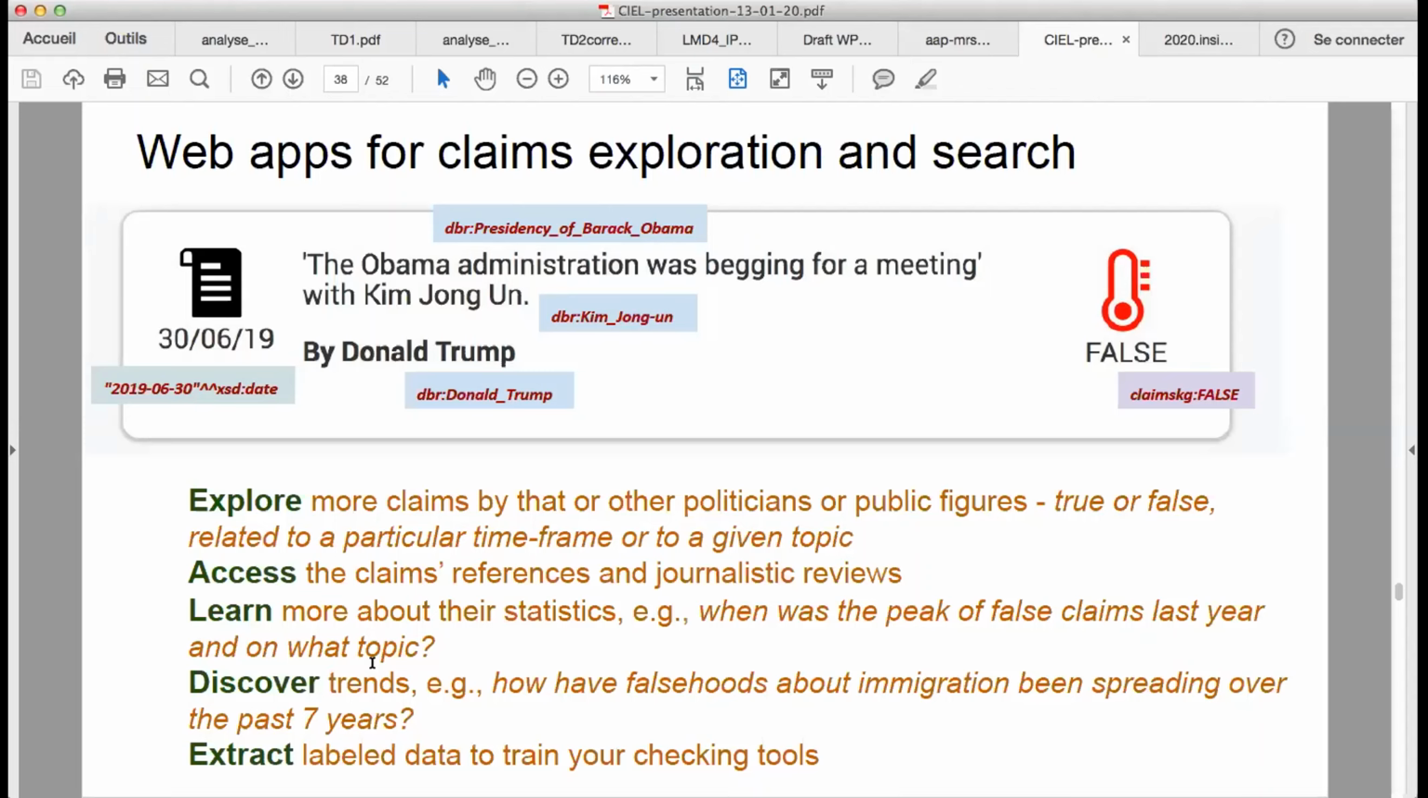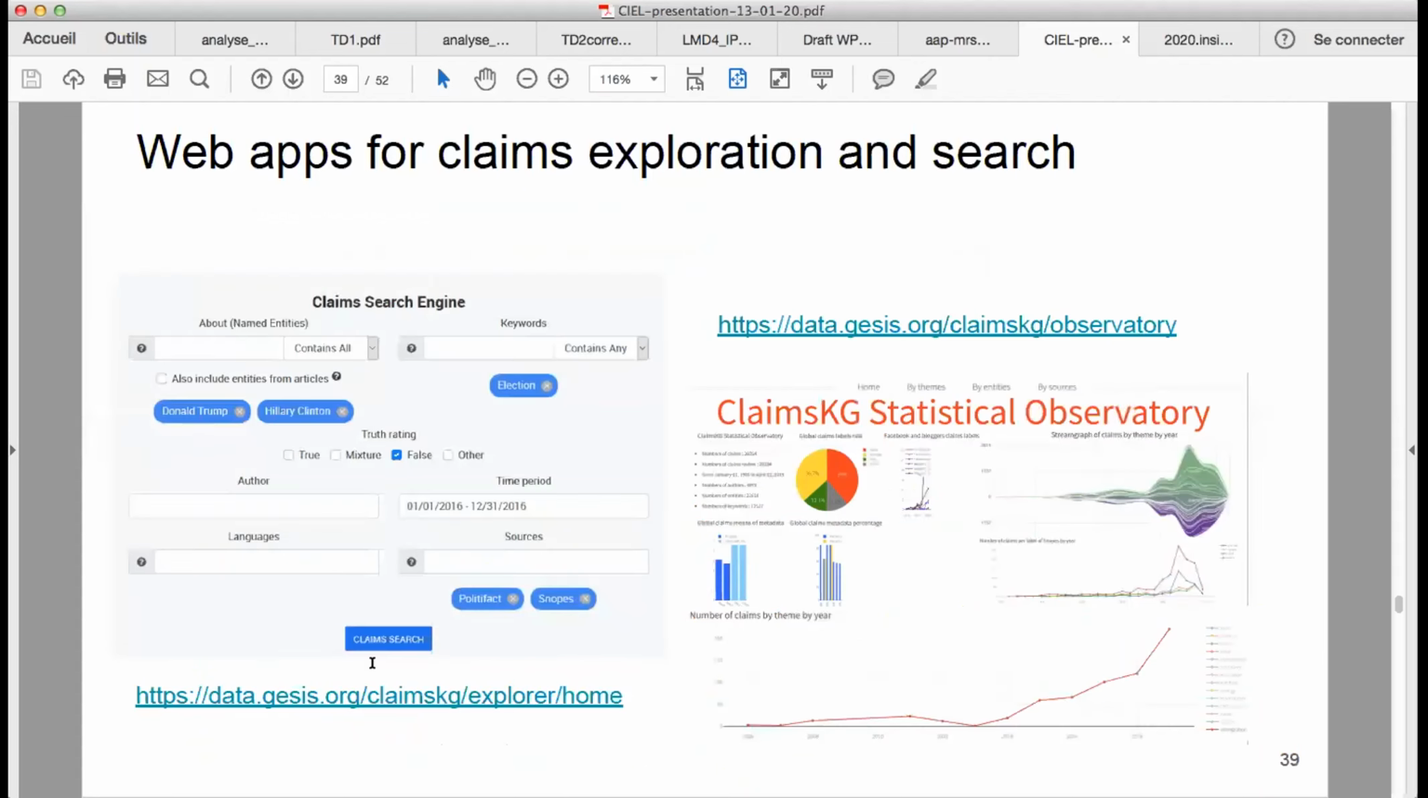And finally, as I mentioned, of course, extract labeled data in order to train fact-checking tools. So we can very easily make an export by using the web applications and the interfaces we have, for example, just taking the true classes and the false classes and extracting all metadata related to that, and then trying to do some machine learning on this basis. These are just screenshots from some of these applications that can give you an idea. But of course, you have all the links. I guess the slides will also be made available so that you can have a look and explore on your own.